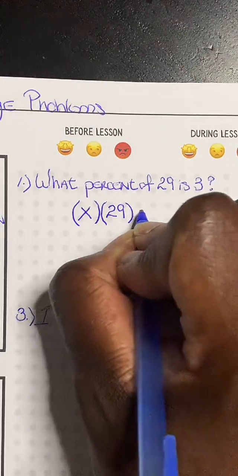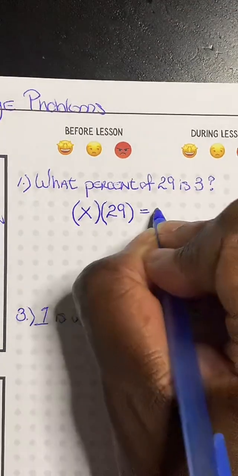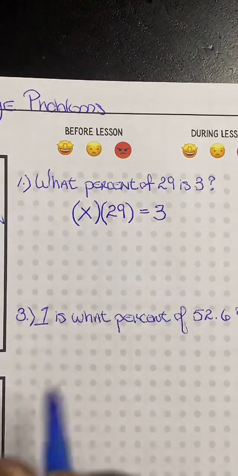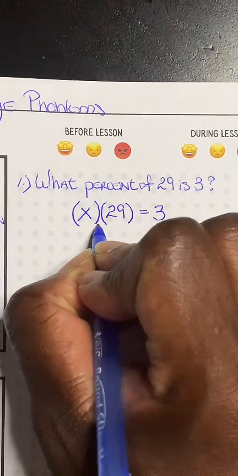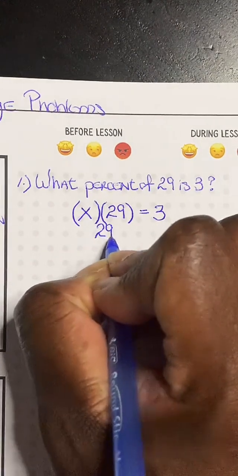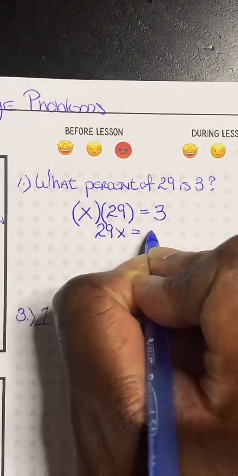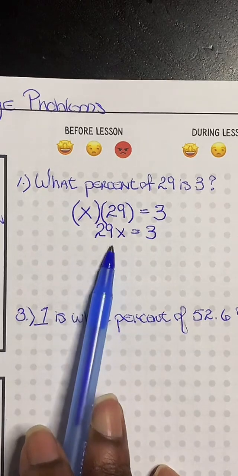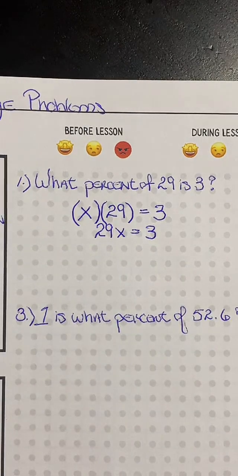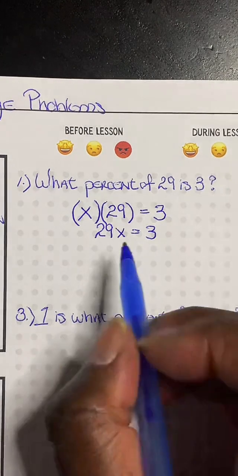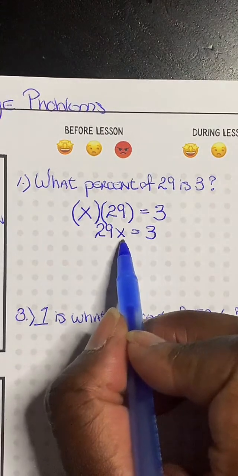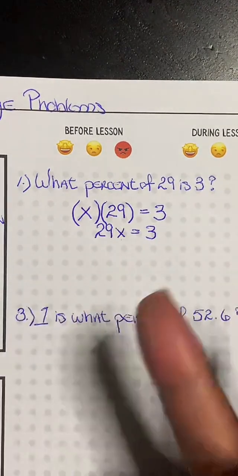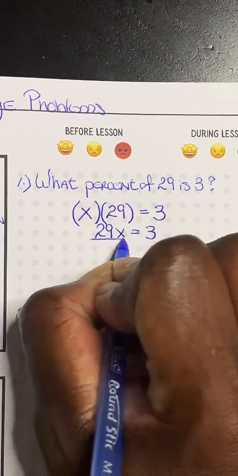Is means equal 3. So if I clean this up a little bit to the ways that we know it, we know 29x is equal to 3. So I need to solve this for x. So the best way that I can do this is I want to isolate x by itself. So since it's being multiplied, I need to do the inverse, which is division.